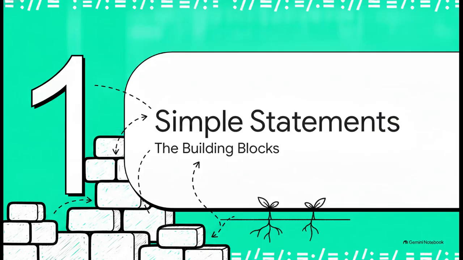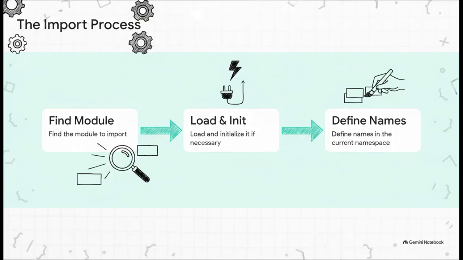All right, Section 1, Mastering Simple Statements. These are your building blocks. Think about the import statement for a second. We use it all the time, right? But it's definitely not magic. When you write an import statement, Python actually executes a really strict three-step process. First, it searches to find the module, then it loads and initializes it if necessary, and finally, it defines and binds those names into your current local namespace. It's a highly coordinated operation just to bring external tools into your workspace.